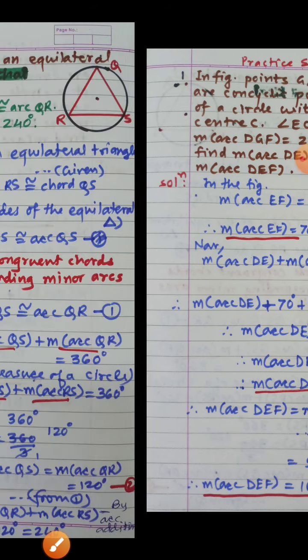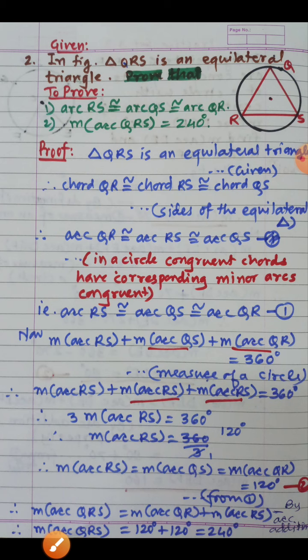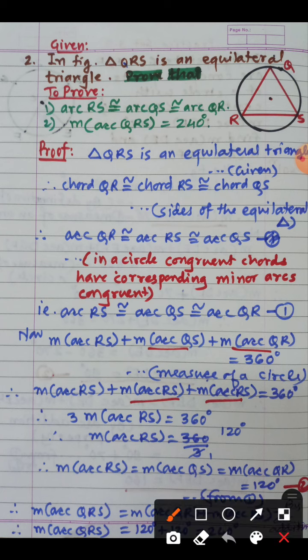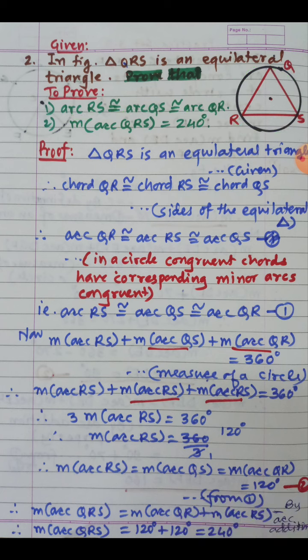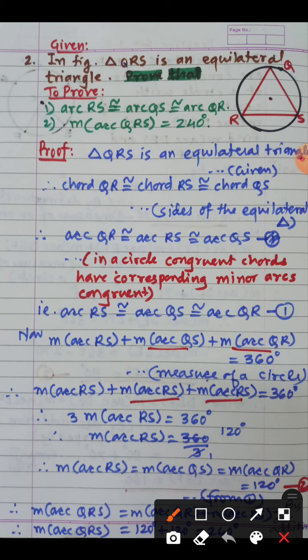Now students, question number 2. In the figure, triangle QRS is an equilateral triangle. We have to prove that arc RS, arc QS and arc QR are congruent. That is what we wanted to show. And also we have to find out measurement of arc QRS. We have to show that its measure is 240 degree.